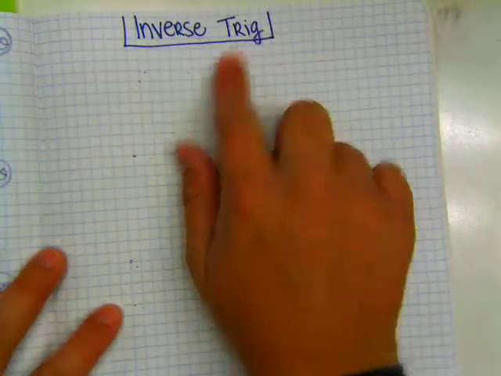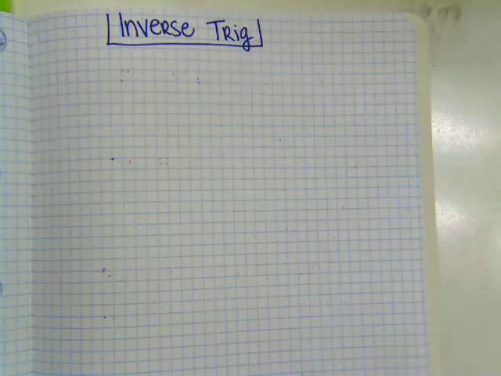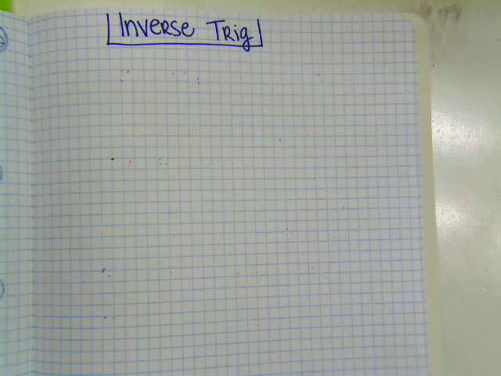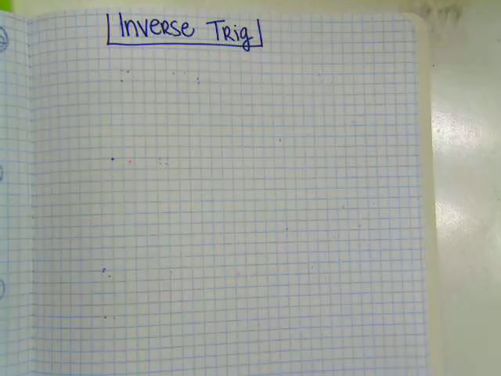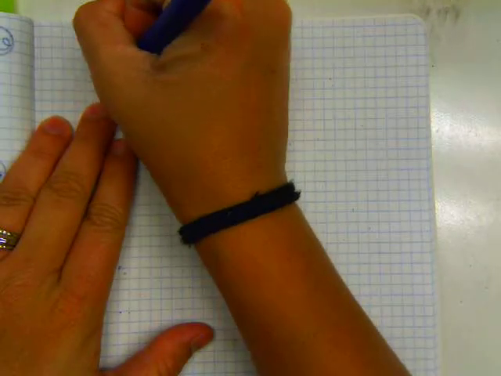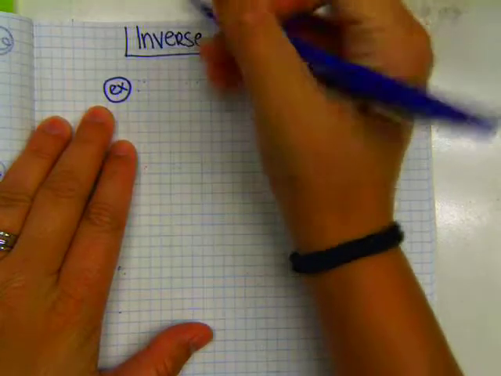So we know what trig stands for. Trig is trigonometric ratios, and those stay the same. But now we're going to do the inverse. So let's draw an example. And again, we're going to draw a right triangle because that's always what we're working with.